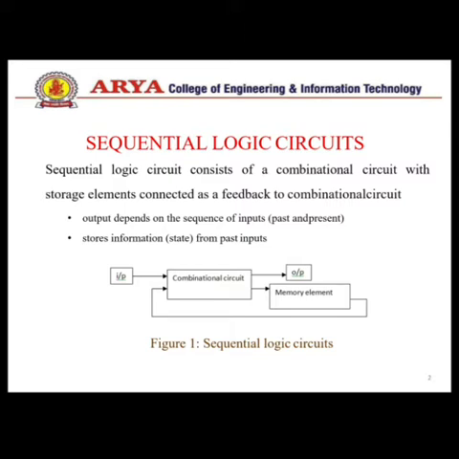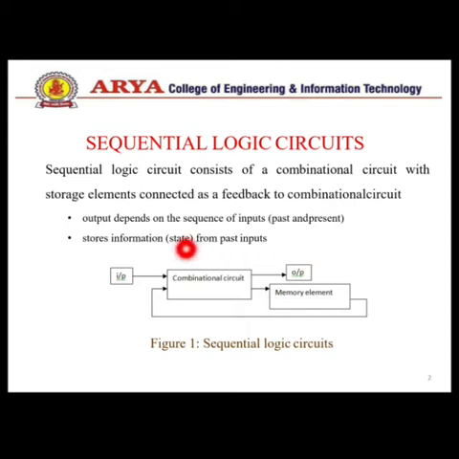This is the block diagram of a sequential circuit, in which the input is connected to the combinational circuit and the output is going out. Then the output of the memory element is connected by a feedback connection to the combinational circuit. So it requires a memory element, some storage device.